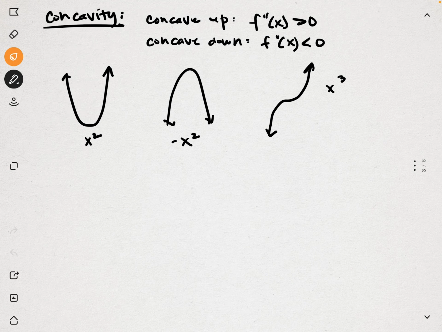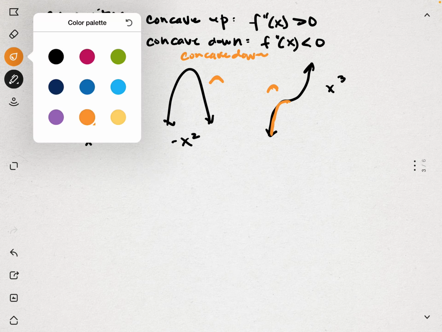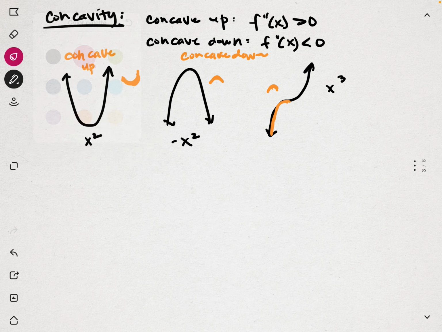Okay, so concavity. Concavity just means the way it's curved. So notice that x squared is concave up, because this thing is shaped this way. This is concave down, because it's shaped this way. Now x cubed has two concavities. There's one part where it's concave down, right, because it's got this shape. But then there's another part on the other side of that where it's concave up. So there's two different parts.